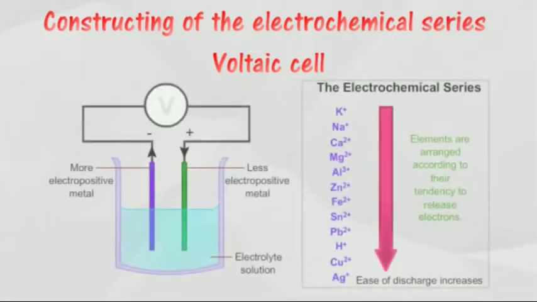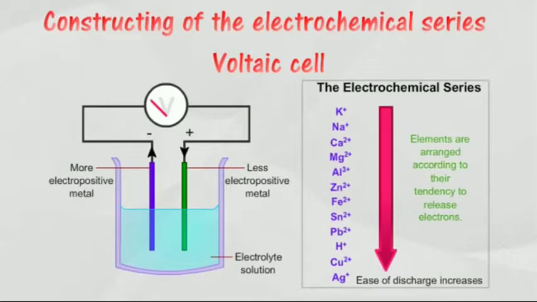When two different metals are immersed in an electrolyte solution, a potential difference is generated. The further apart the positions of the two metals in the electrochemical series, the larger the value of cell voltage that is produced. In a simple cell, the metal that is more electropositive acts as the negative terminal, while the metal that is less electropositive acts as the positive terminal.